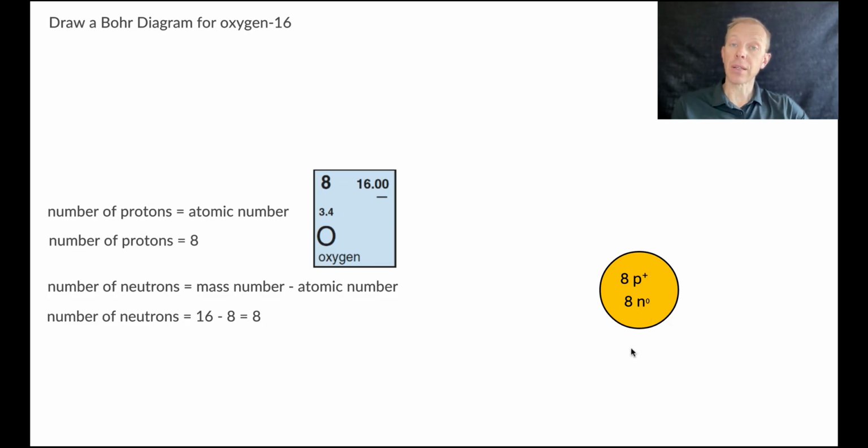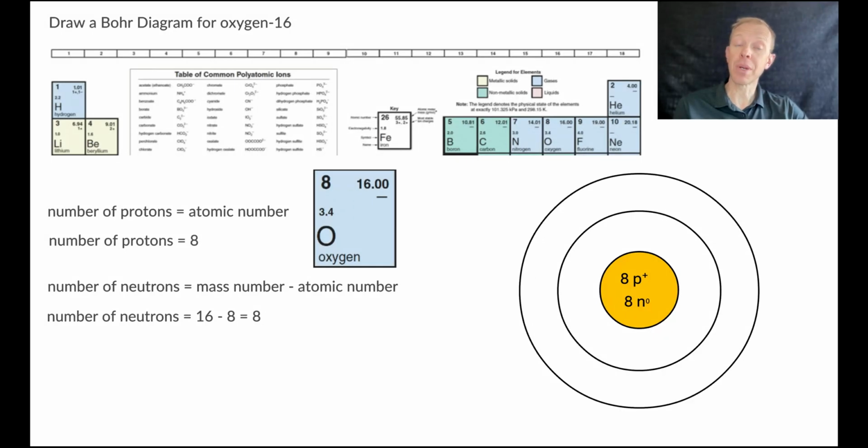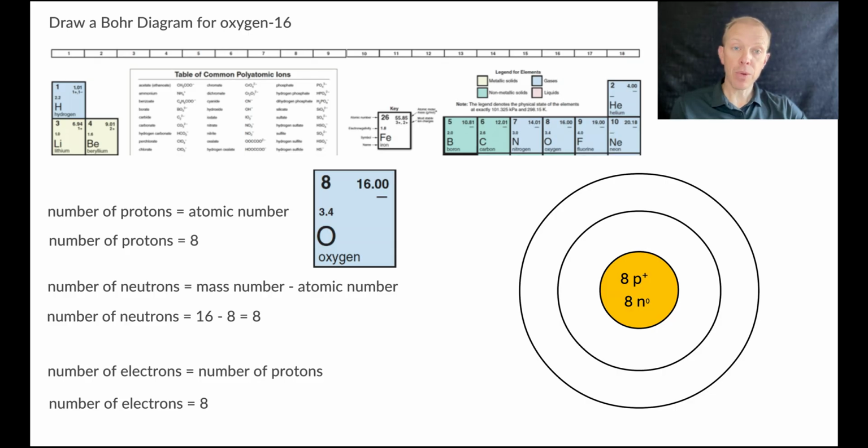Now let's take a look at electrons. We see that oxygen is in period number 2. This means it has to have 2 shells of electrons. So we'll draw those in. Then we have to determine the number of electrons present in oxygen-16. The number of electrons is going to be equal to the number of protons. Now, we have 8 protons in the nucleus. That means we have to have 8 electrons in those shells.